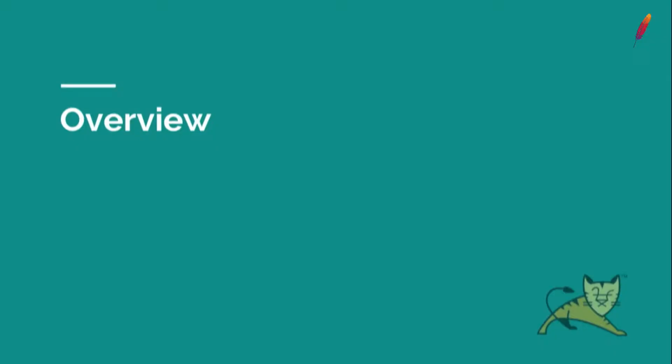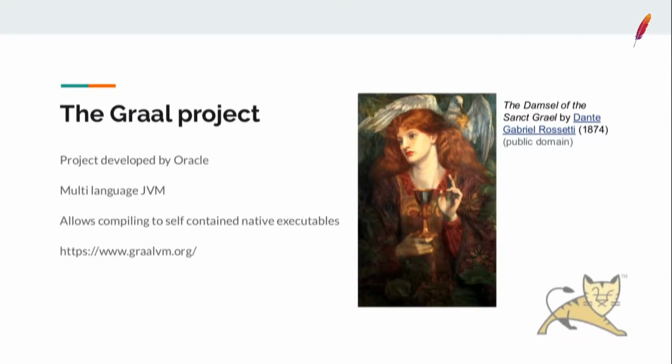All right, so first we'll go with a general overview of what Graal is and why it's a problem to use with web apps or generally EE stuff. The Graal project is developed by Oracle. It's a multi-language JVM, and most importantly, it allows compiling Java executables to self-contained native executables. So the URL of the project, and you have a fancy picture of the Graal, not the actual Graal, apparently. I learned about that watching movies.